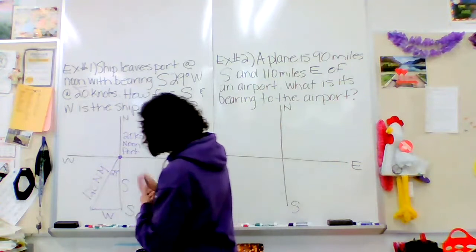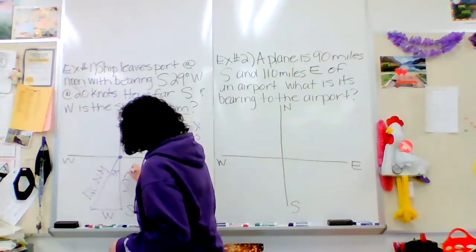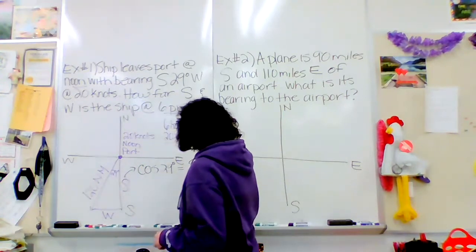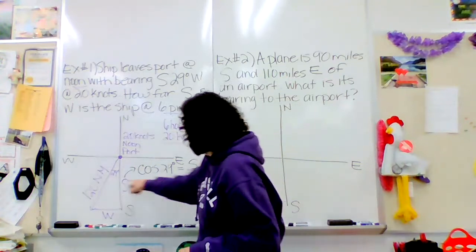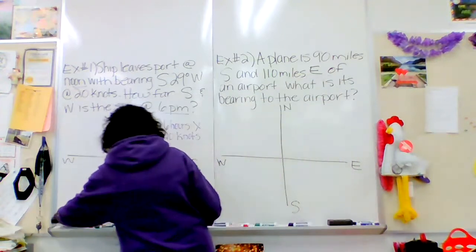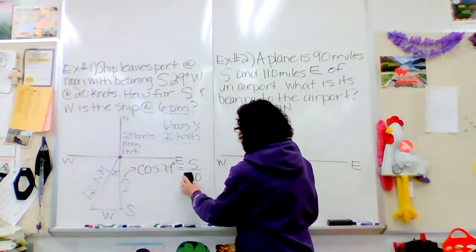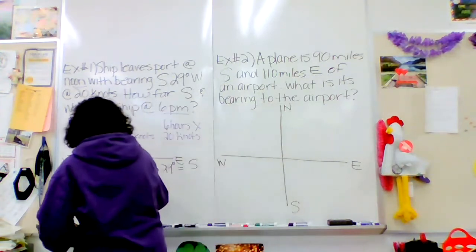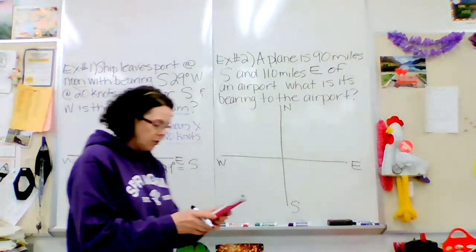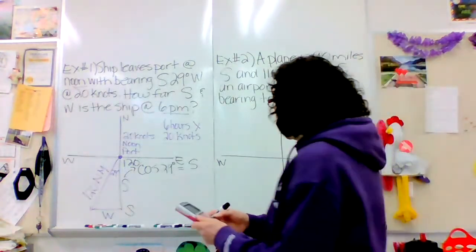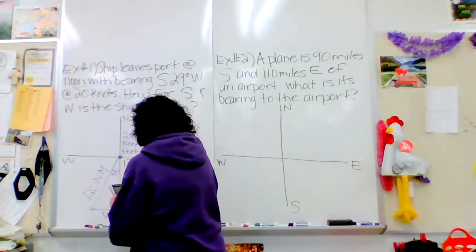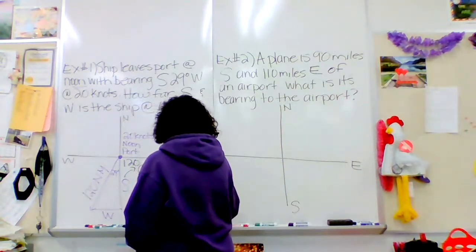So let's take a look here. My length of south here would be: cosine of 29 degrees equals south over 120. So I can just multiply both sides by 120 to get south. Make sure you're in degree mode on your calculator. Let's go ahead and get that. 120 cosine of 29, and the ship is 104.95 nautical miles south.